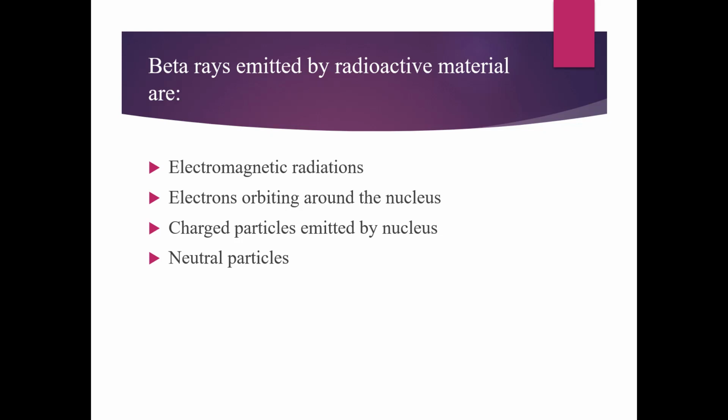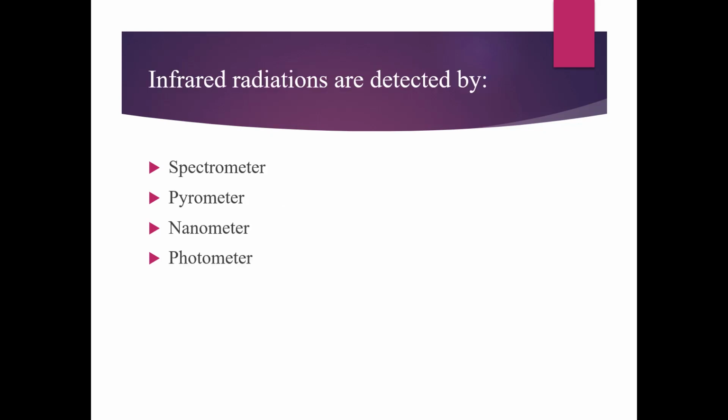Beta rays emitted by radioactive material are electromagnetic radiations, electrons orbiting around the nucleus, charged particles emitted by the nucleus, or neutral particles. Answer is neutral particles. So beta rays are neutral. Infrared radiations are detected by, okay, the options are spectrometer, pyrometer, nanometer and photometer. The answer to this one is the spectrometer.